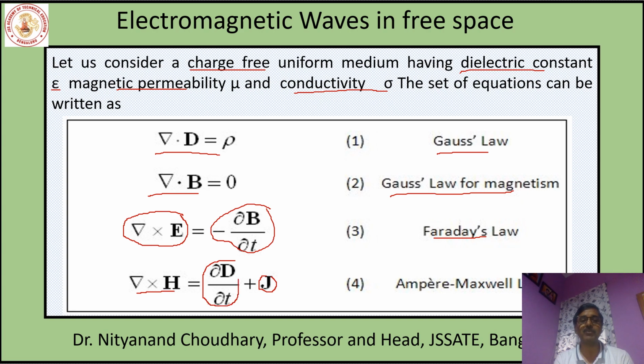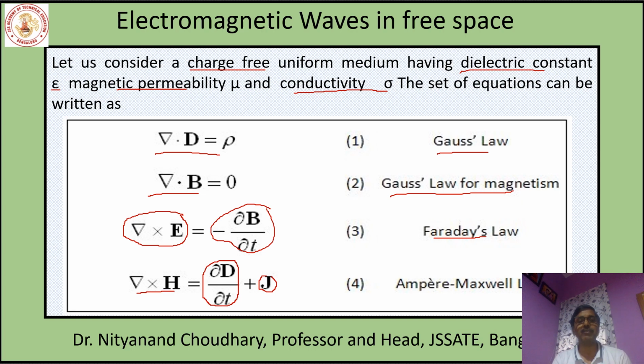So this is your rate of change of electric flux, which has been introduced by Maxwell, and therefore it is called the Ampere-Maxwell equation, because the Ampere circuital law was modified by Maxwell, as all of you are aware. So these four equations I am going to use to derive the equation for electromagnetic waves.